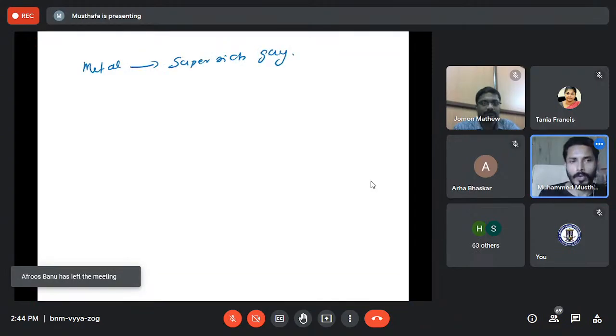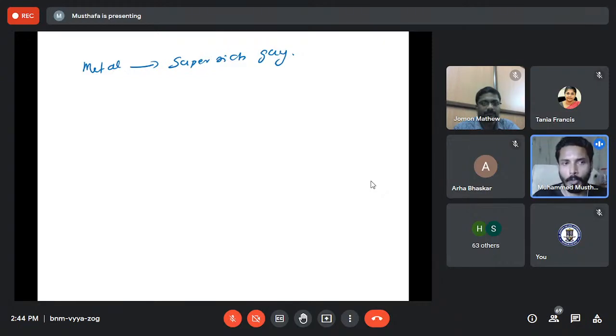Super rich guy. Why? Because according to the electron sea model, metal is described as metal ions swimming in a sea of electrons, which means metal is a super rich guy with electrons. It's a very important point. So like Ambani, metal is also a super rich guy, but with electrons.